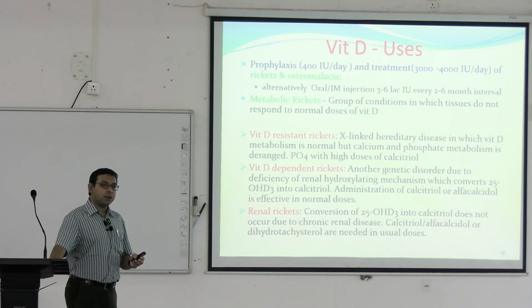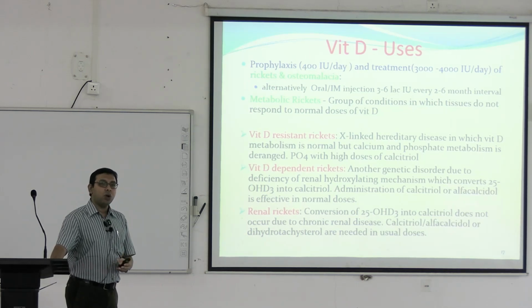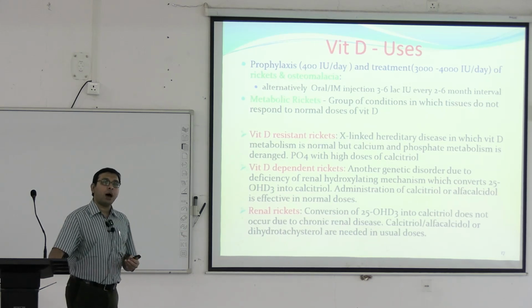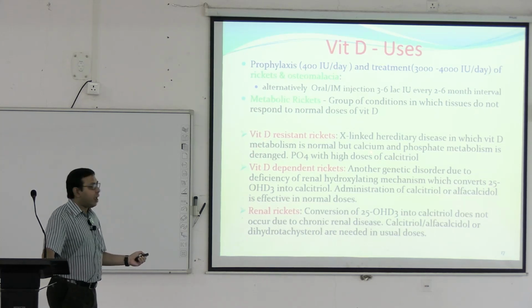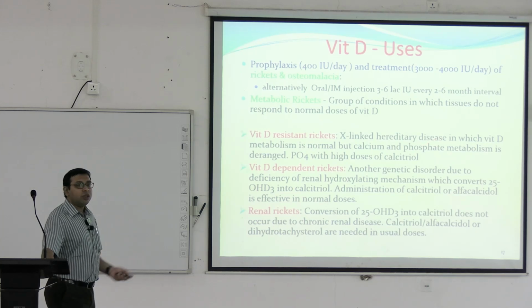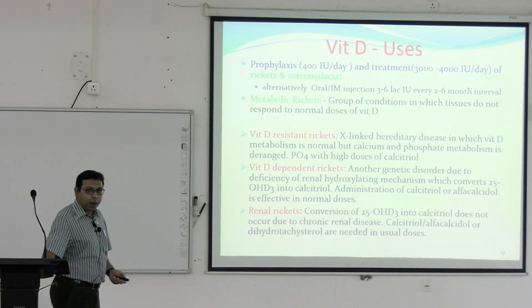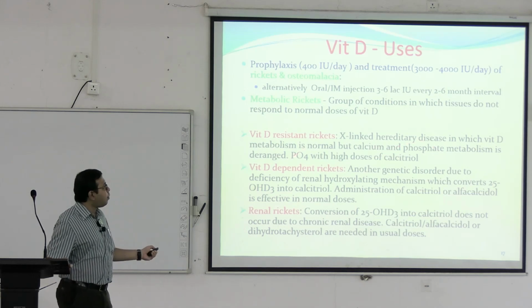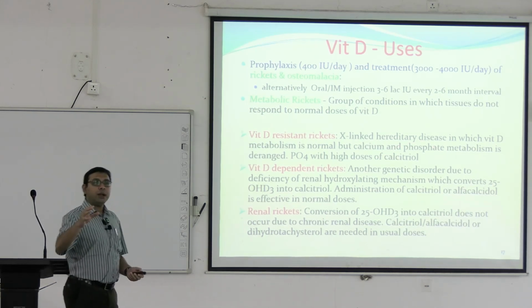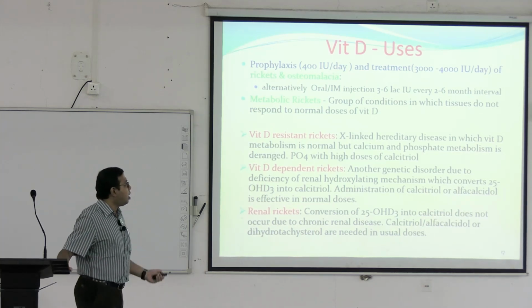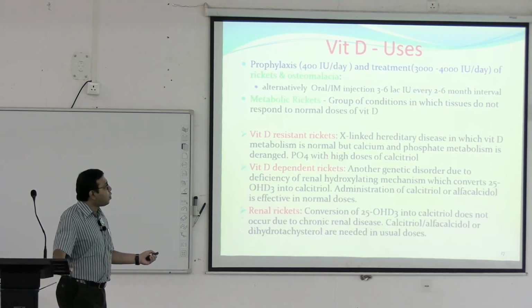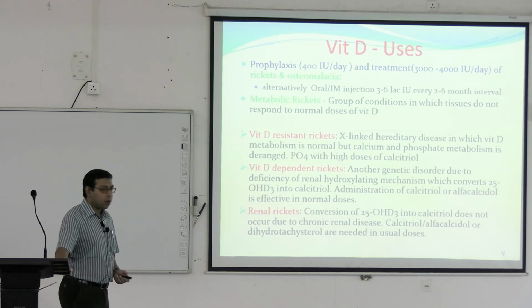Rickets, that is deficiency of vitamin D, leads to altered bone mineralization, which may happen due to some other metabolic diseases also. For example, vitamin D resistant rickets is a hereditary, X-linked disease in which vitamin D metabolism is normal, but calcium and phosphate metabolism becomes deranged. Here the treatment is phosphate with high doses of calcitriol.